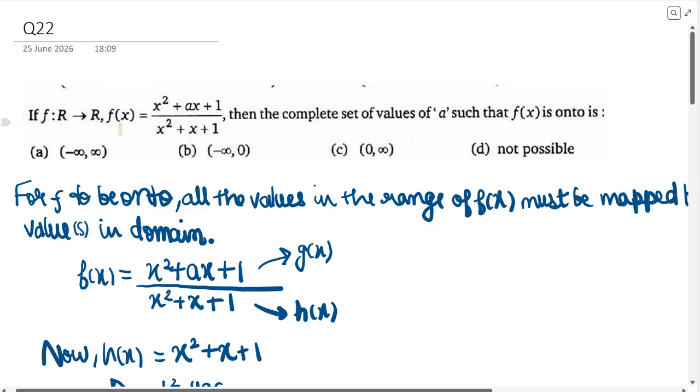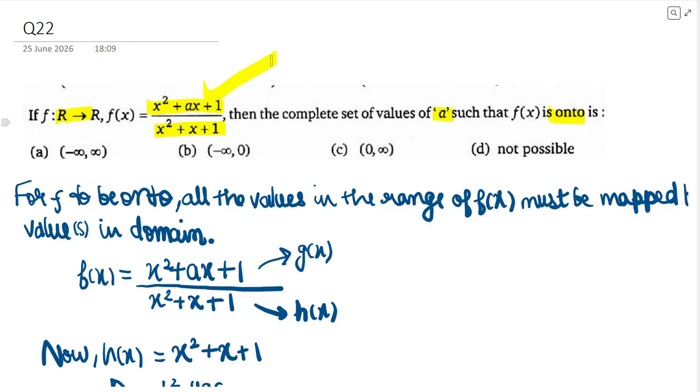So in this question, we are given a function which is going from R to R, and the function is (x squared + ax + 1) upon (x squared + x + 1). Then we need to compute the set of values of a such that f(x) is onto. So we need to find the complete set of values of a for which this function is onto.